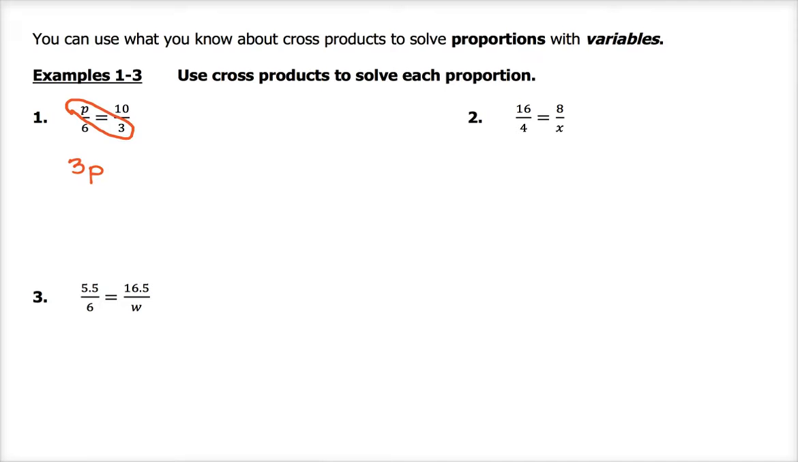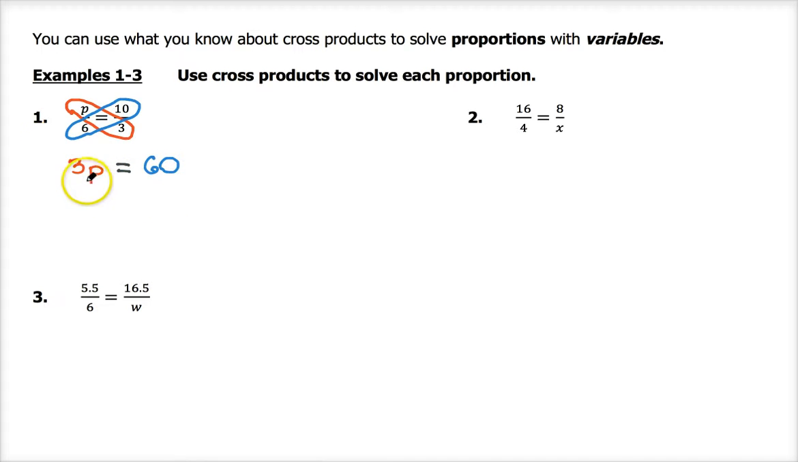I'm also going to multiply my numerator 10 times my denominator 6, so my other diagonal. 6 times 10 is 60. So I get 3p for one, 60 for the other, and I'm going to set these equal to each other because in order for this to be a true proportion, this cross product, 3 times p, has to be equal to this cross product of 6 times 10. So I have the equation 3p equals 60.